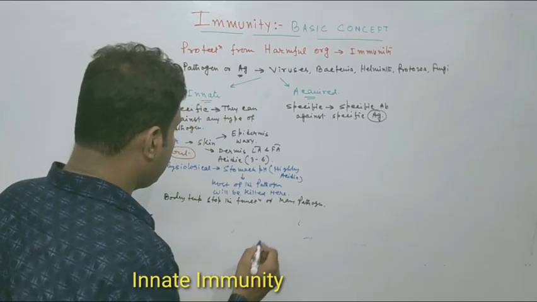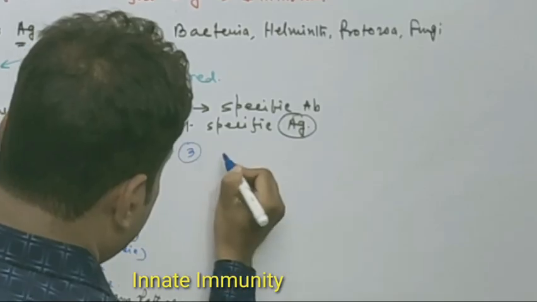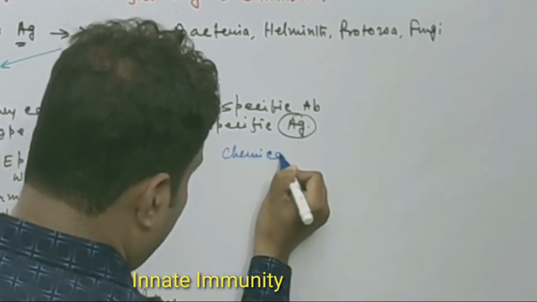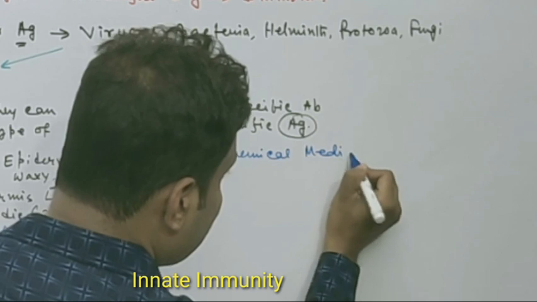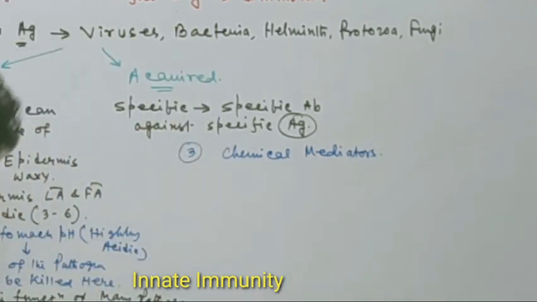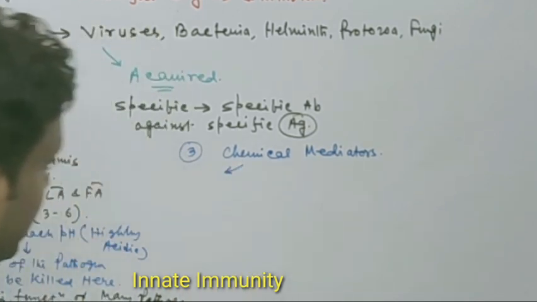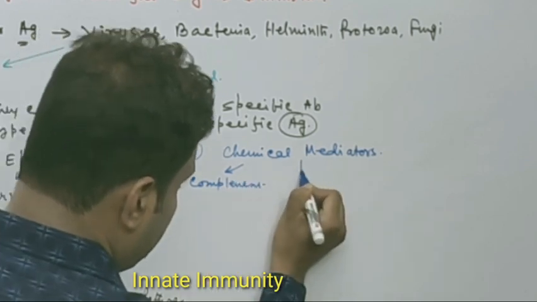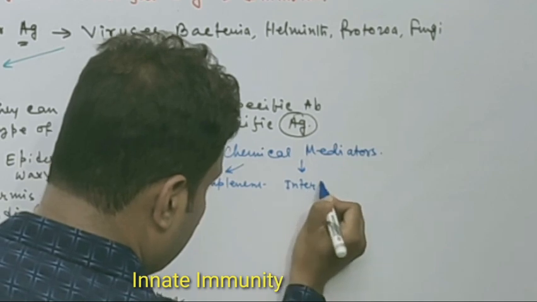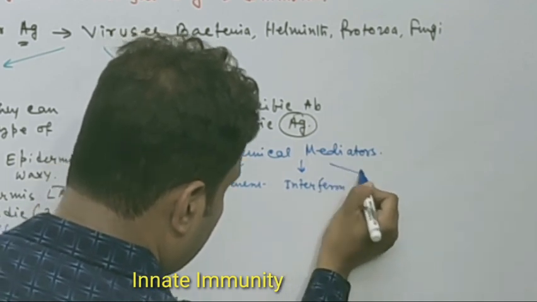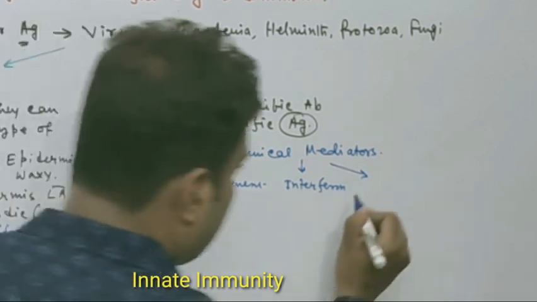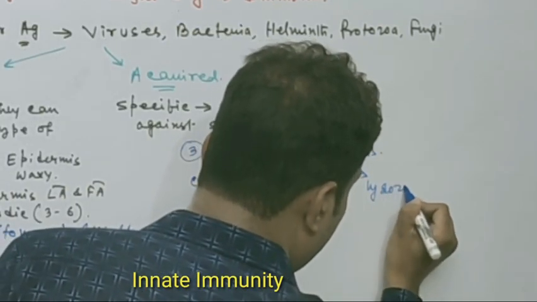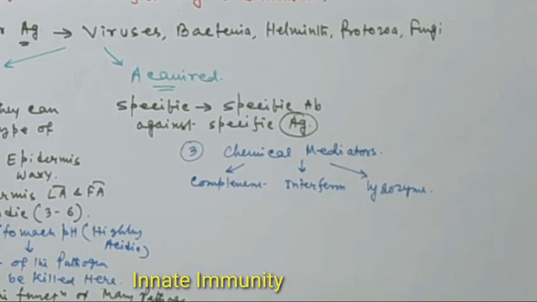The third one is chemical mediators. This is very, very important. So what are these chemical mediators in innate immunity? These chemical mediators are of 3 types. The first one is the complement. The second one is interferon. And the third one is lysozyme. These are the chemical mediators of innate immunity.